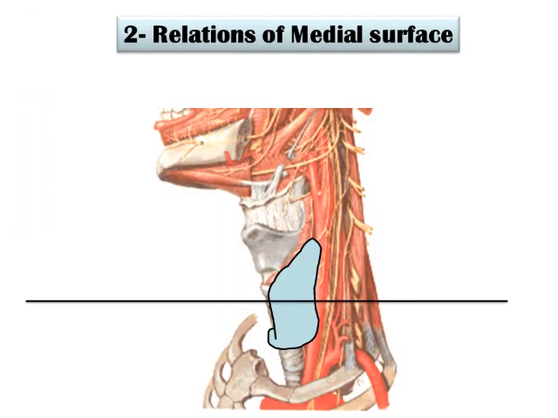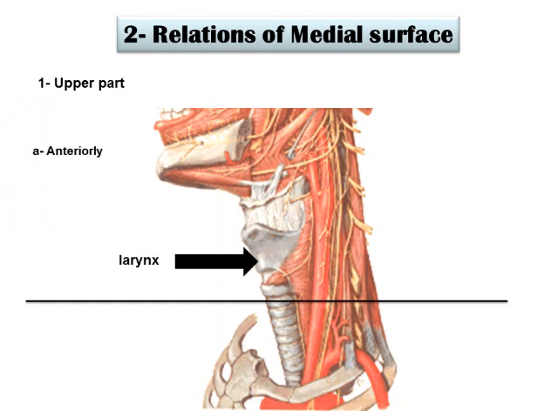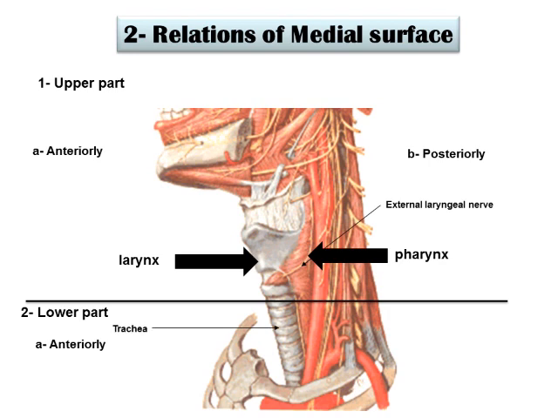Relation of the medial surface. The medial surface is divided into an upper part and a lower part. The upper part is related anteriorly to the larynx and posteriorly to the pharynx. Between the larynx and the pharynx there is the external laryngeal nerve. The lower part of the medial surface is related anteriorly to the trachea, which is the continuation of the larynx, and posteriorly to the esophagus, which is the continuation of the pharynx. Between the trachea and the esophagus there is the recurrent laryngeal nerve.